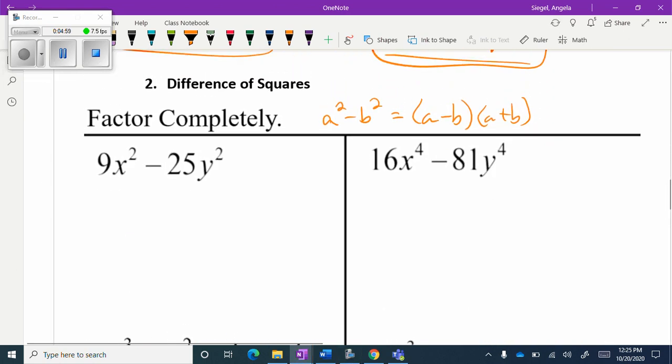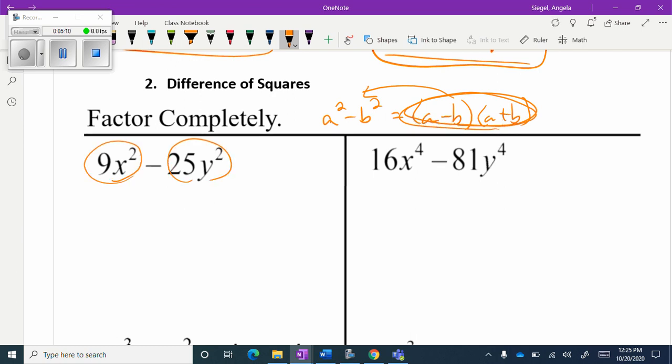So let's go ahead and fall back on what we know. In the other video, we went from here to here. Now we're going backwards. So I'm going to take the square root of this and the square root of this, where one is plus and one is minus.